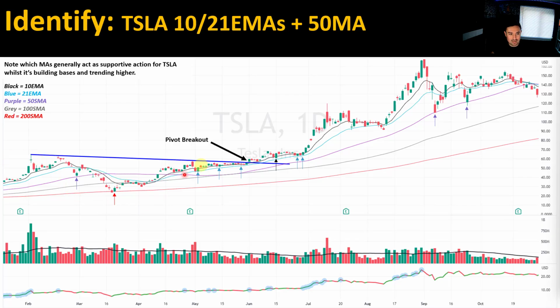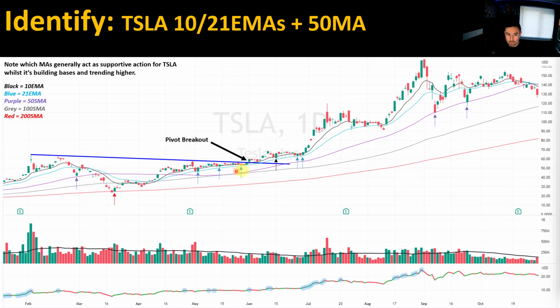Then it builds this big cup and handle. As it's building out the handle, where does it start finding supportive action? This blue line in here, which is what? The 21 EMA. Upside reversal, upside reversal, upside reversal. And you can see there's a bit of, for those of you who studied Minervini's work, VCP action. 1 contraction, 2 contraction, 3 contraction. Look how the volume dries up. 52-week highs. What does that tell you?